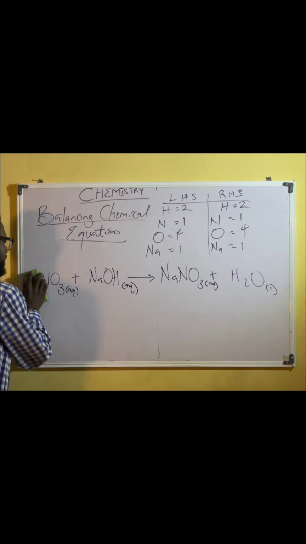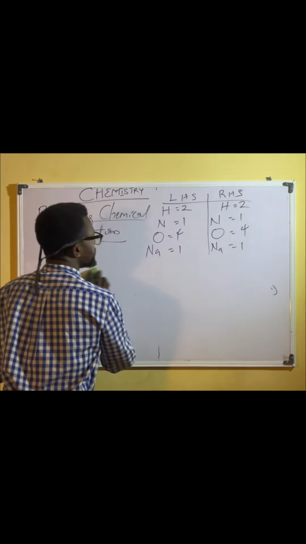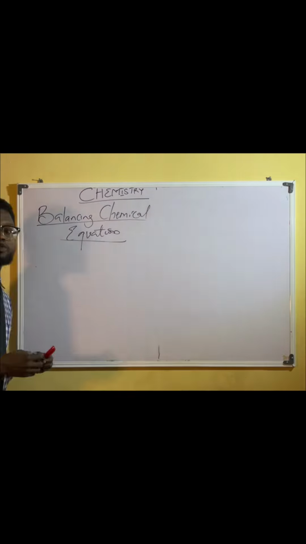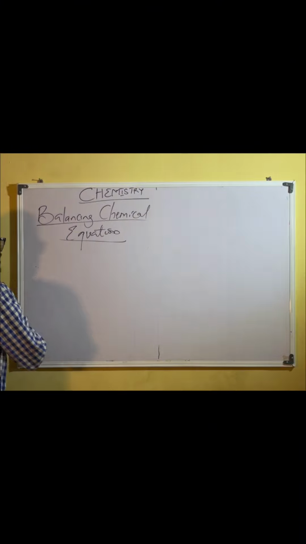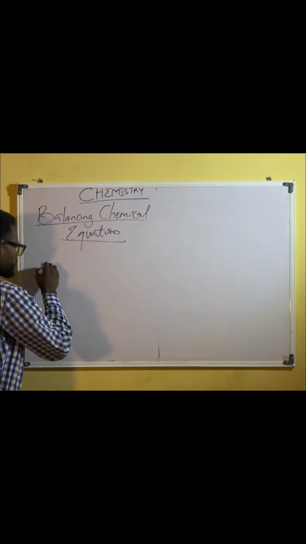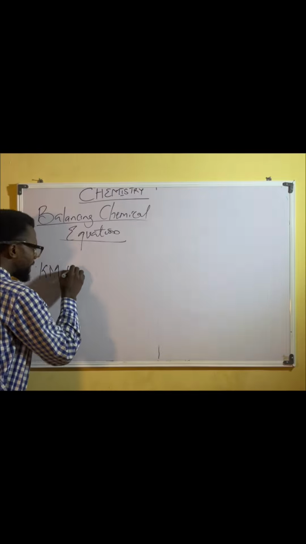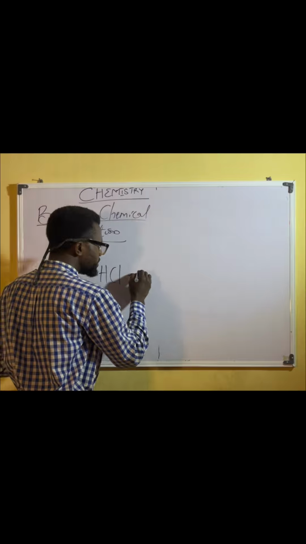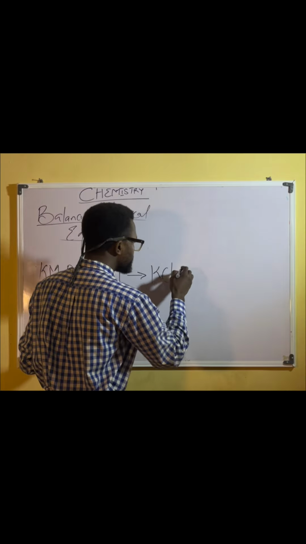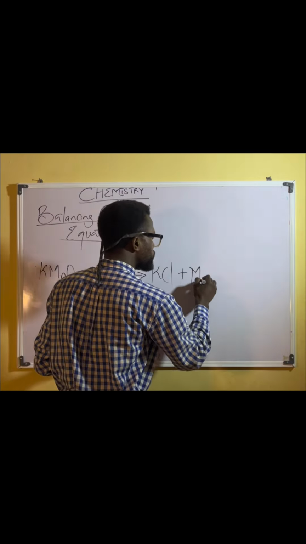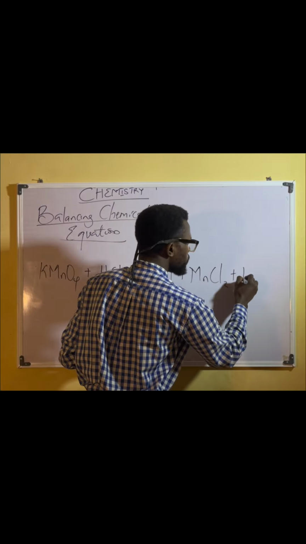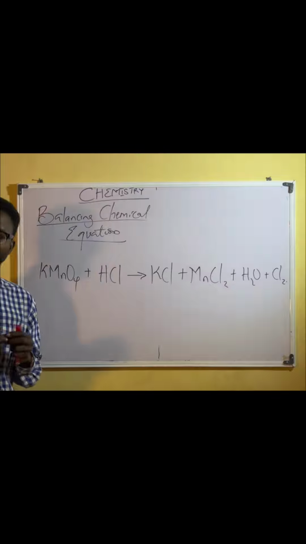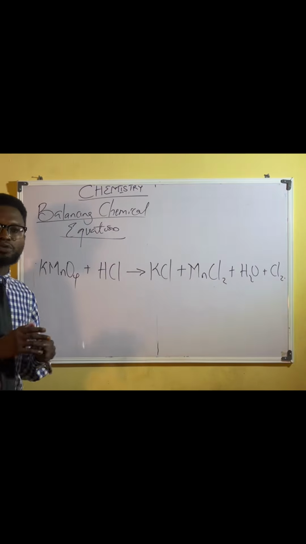Now, presume we are given another example, which is potassium tetraoxomanganate 7 plus hydrochloric acid, giving you potassium chloride plus manganese 2 chloride plus water plus chlorine gas. Now, how do you balance this equation? This is where this approach comes in.